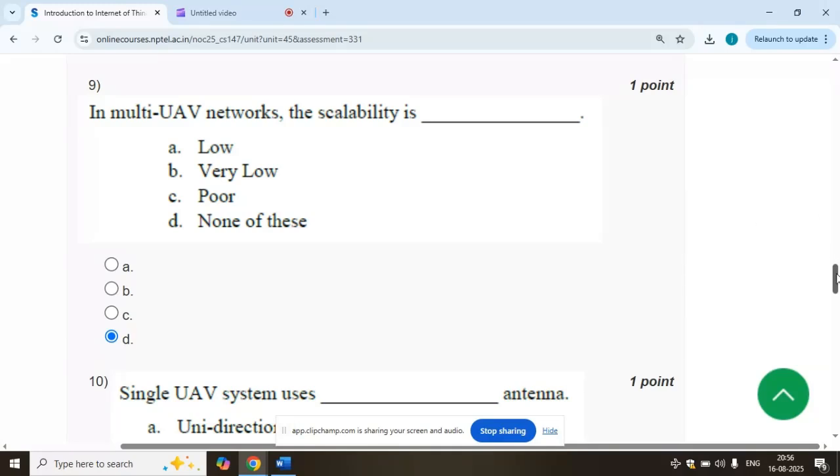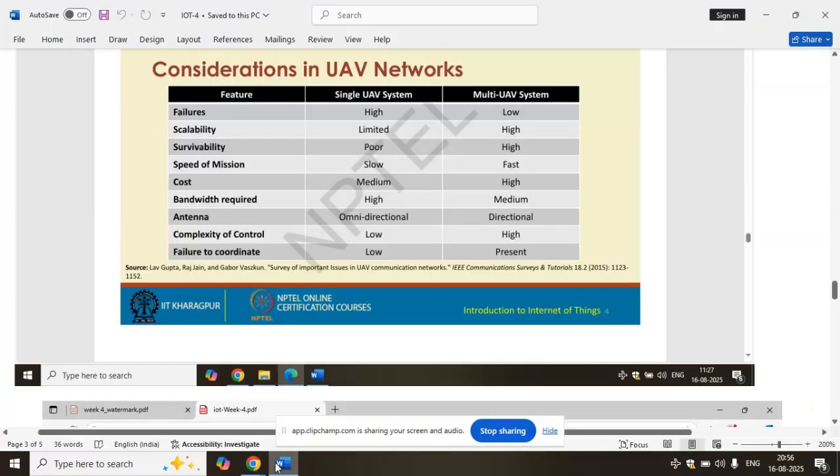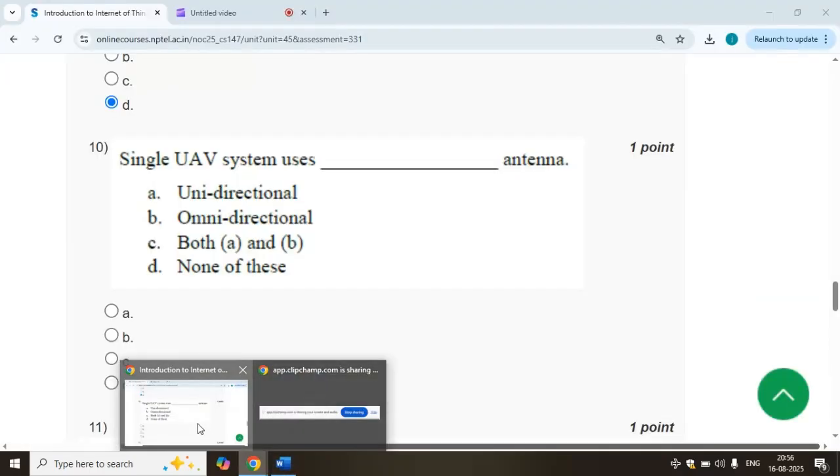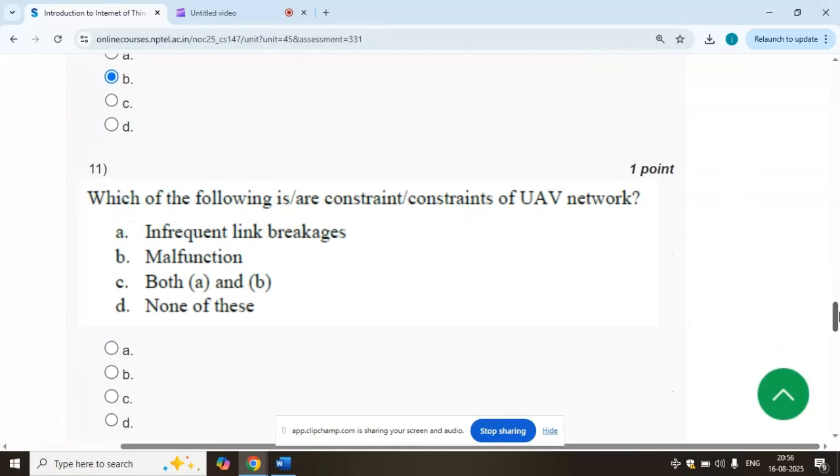Tenth one, single UAV system uses dash antenna. So we'll see here. So second column, single UAV system. Come to the antenna here, it uses omnidirectional antenna. So answer here is option B. Option B, omnidirectional antenna. Then move to the 11th one.